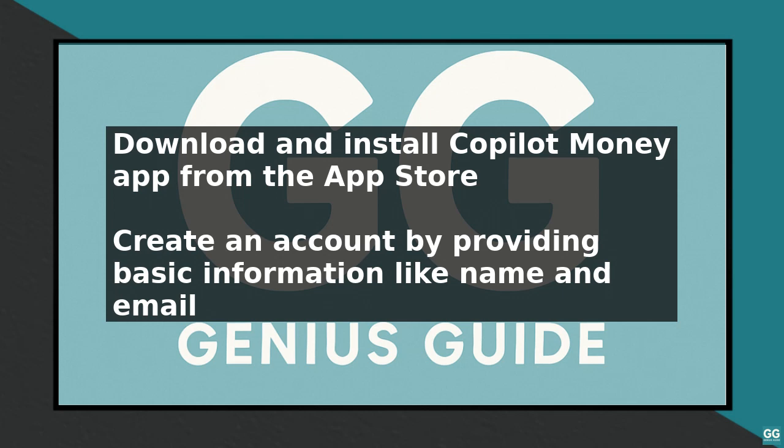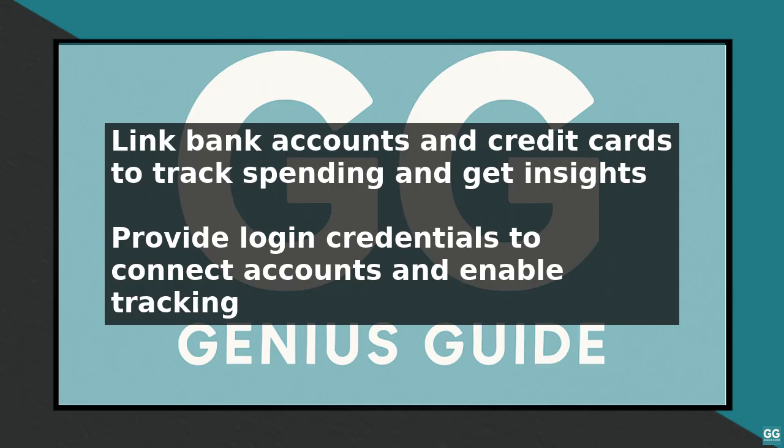This will allow Copilot Money to track your spending and provide you with personalized financial insights. The main dashboard of the app provides an overview of your income and expenses, as well as your current account balances. You can navigate to different sections of the app by tapping on the tabs at the bottom of the screen, such as the Accounts tab, which displays all of your linked accounts, and the Budgets tab, which allows you to set budgets for specific categories of expenses.